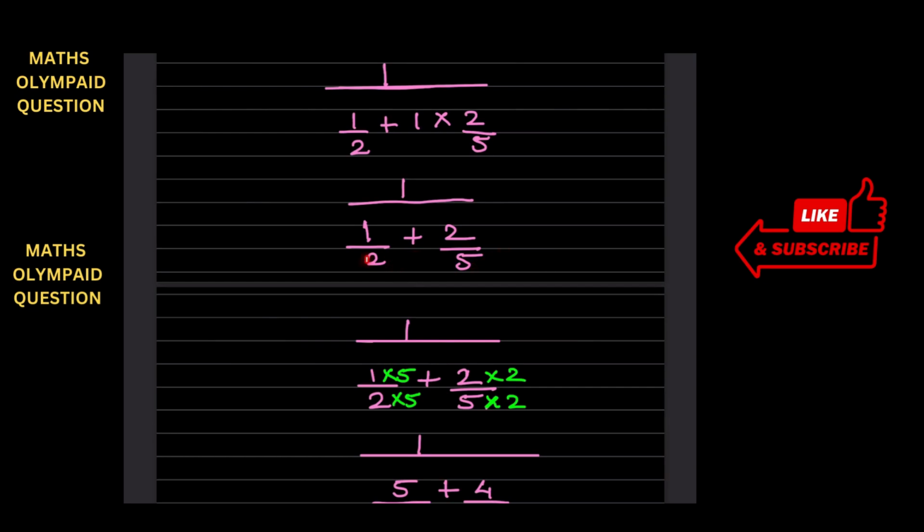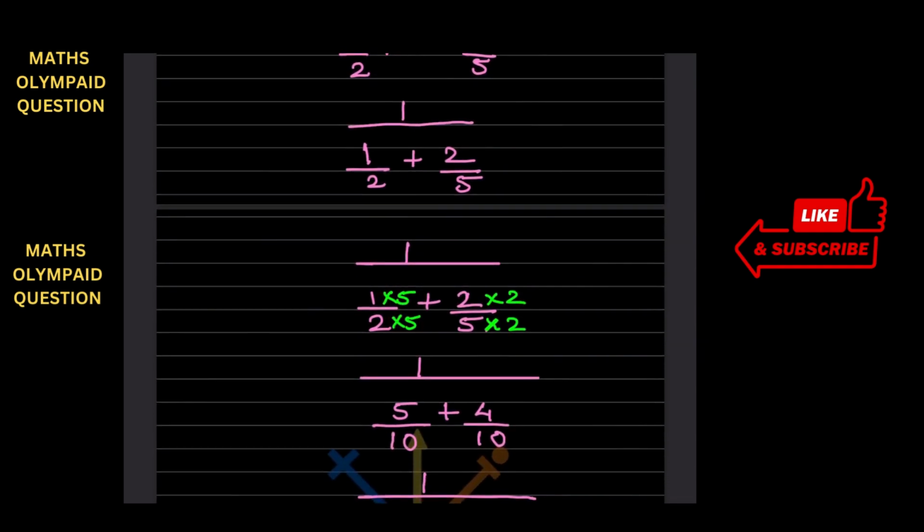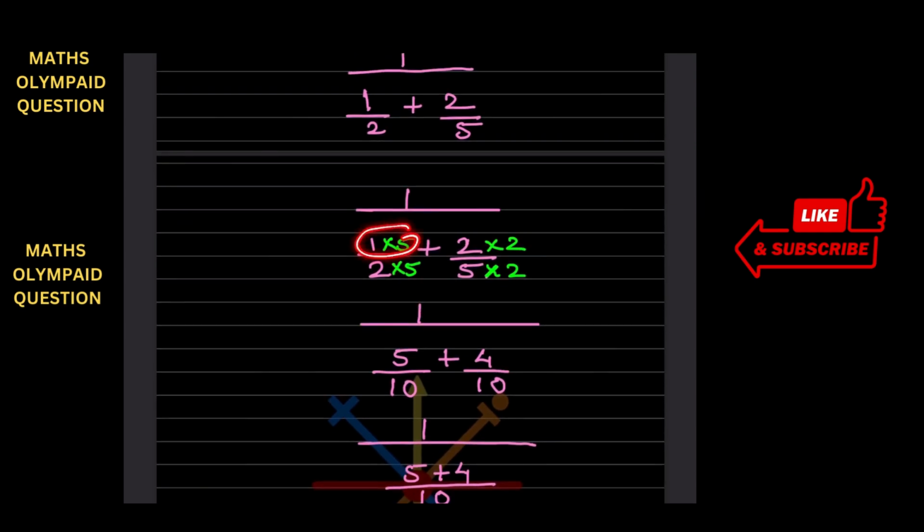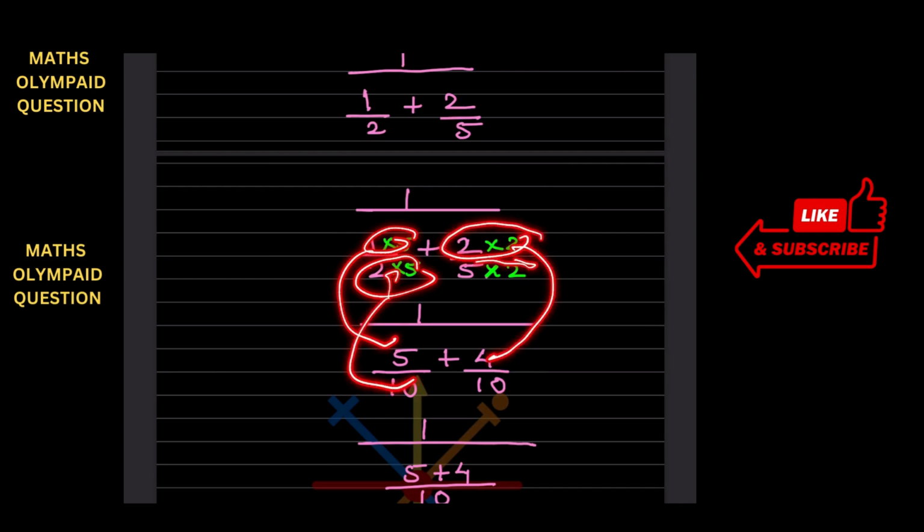So what are you going to do here? 2 you are going to multiply by 5. That will be 10. And since you multiply this by 5, this also should be multiplied by 5. So here you have 5. 5 multiplied by 2 is 10. And since this is multiplied by 2, this also should be multiplied by 2. So that is going to be 1 divided by 5 by 10, and here 4 by 10.